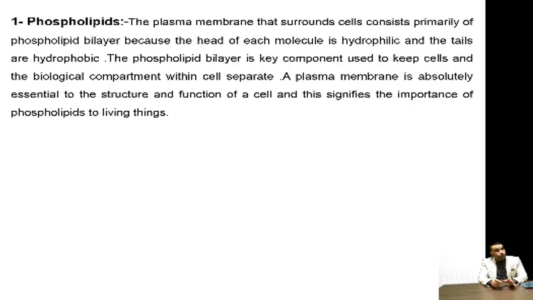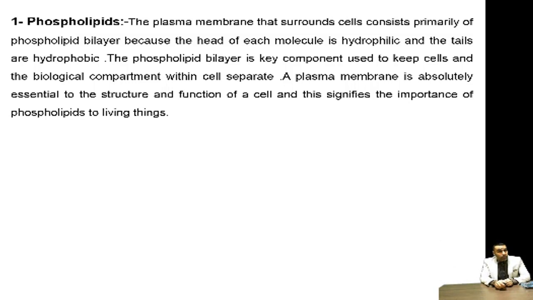And we have phospholipid as well. For example, this is an example of the phospholipid found in the cell membrane that surrounds the cell. It consists of the phospholipid bilayer, not just one, a bilayer. In the next lecture we will take how the chemical structure relates to the structure of the cell membrane. Because the head of each molecule is hydrophilic, we have two types, hydrophilic and hydrophobic regions. The phospholipid bilayer is the key compound used to keep the cell and the biological compartments within cells separated.